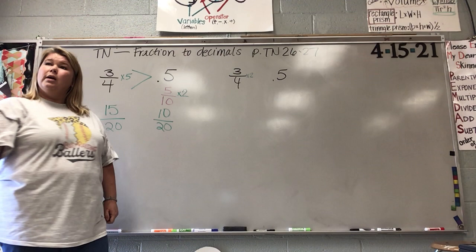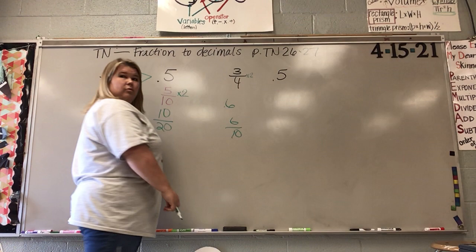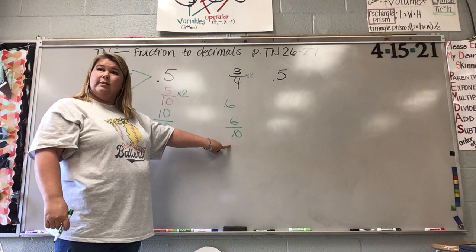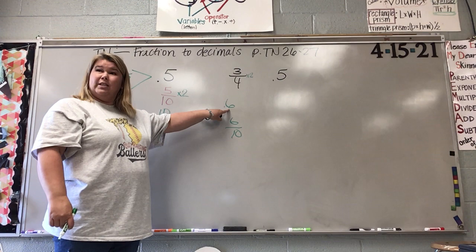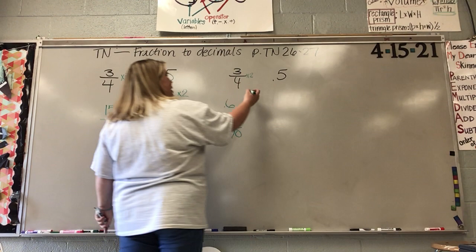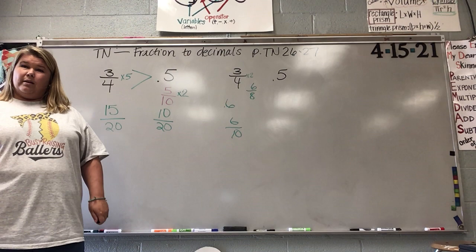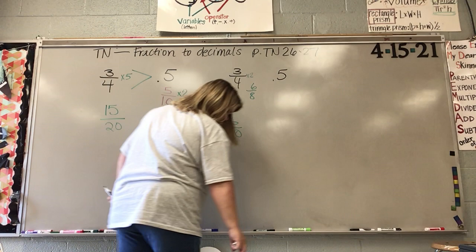Because watch this. 0.6 would be 6/10. Right? If I wrote that as a fraction, would that not be 6/10? Isn't that in the tenths place? So wouldn't that be 6/10? So if you multiply by that, you got 6/8. So 8 can just change to a 10? No, that's not gonna work. Don't you add or something? Nope. Well, pick up the eraser.